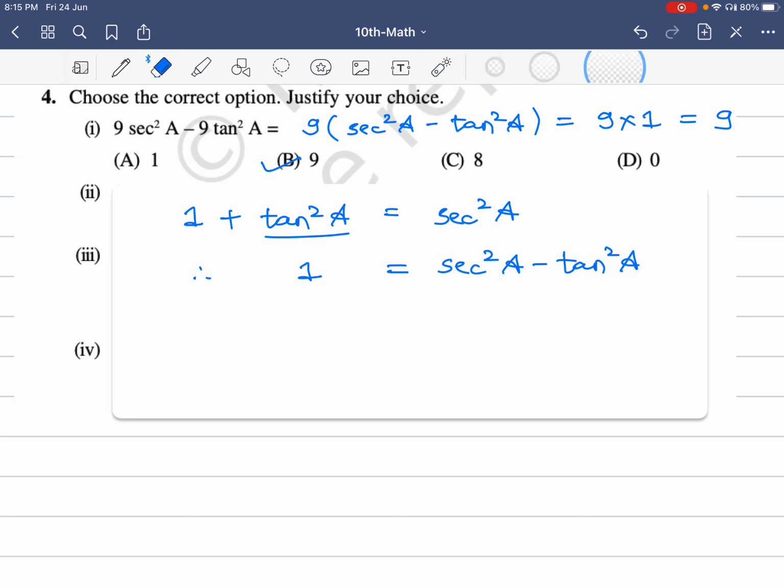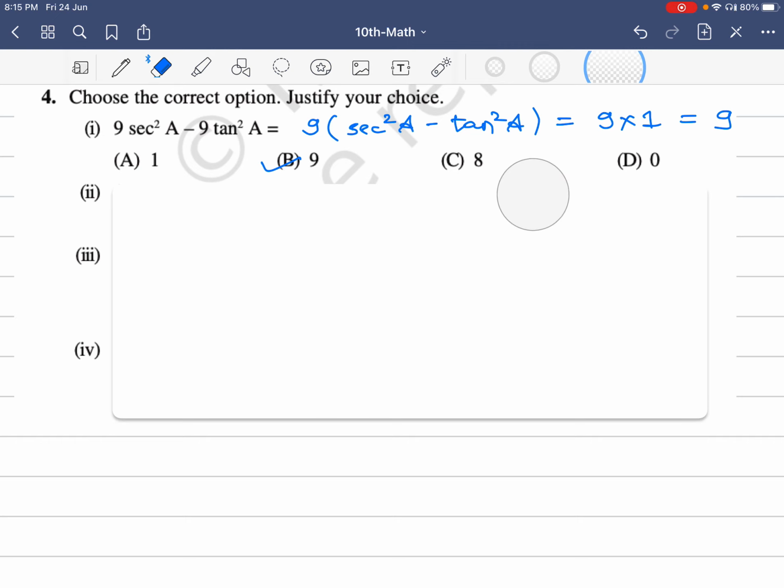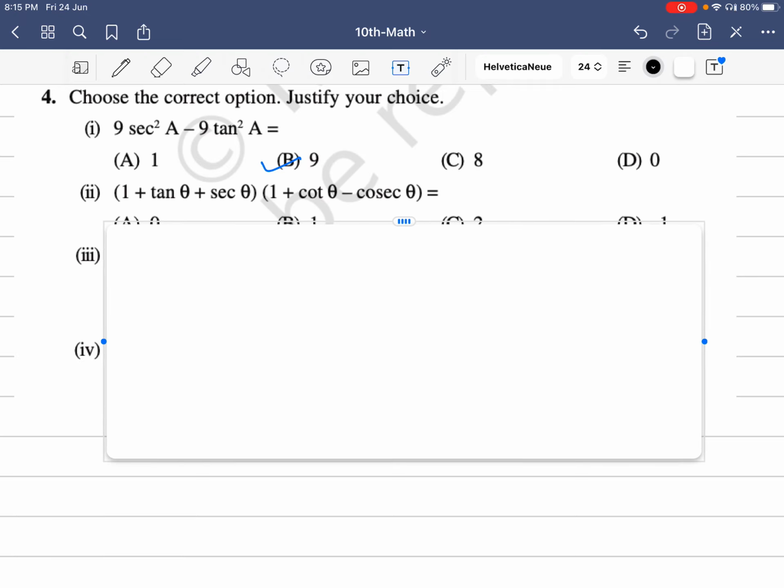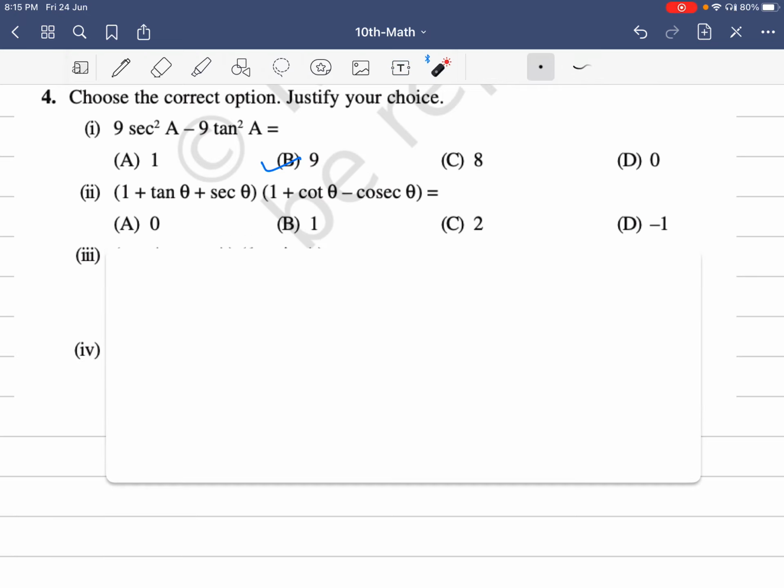Okay, now let's clear this. Okay, now let's see what is question number 2. So let me bring it down. Now question number 2 reads 1 plus tan theta plus sec theta, this is the first bracket, multiplied by 1 plus cot theta minus cosec theta, this is the second bracket. So these are two algebraic terms which are multiplied with each other and they are equal to either 0, 1, 2 or minus 1. We have to figure them out.